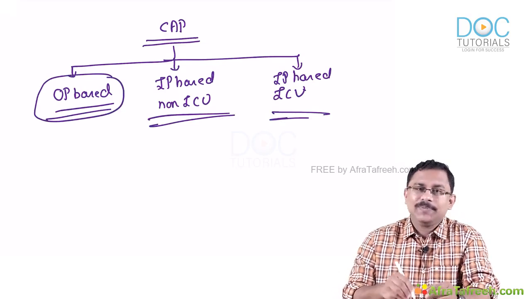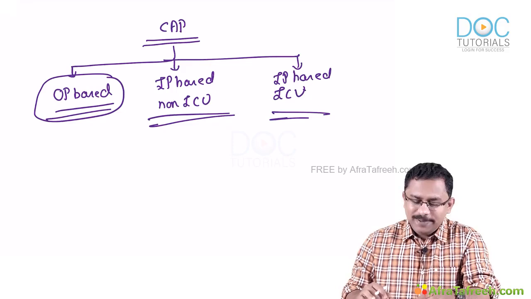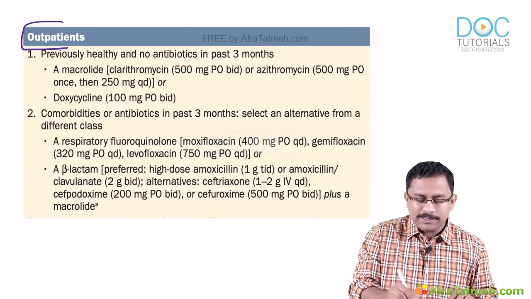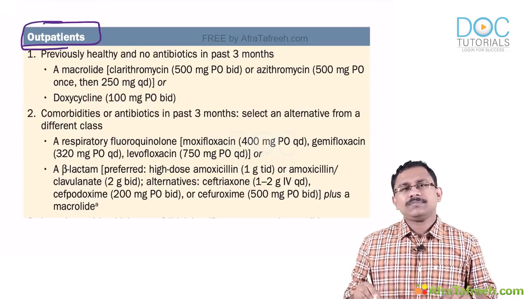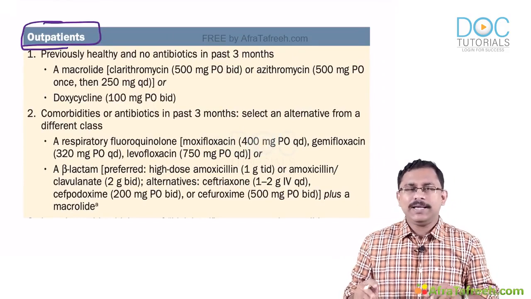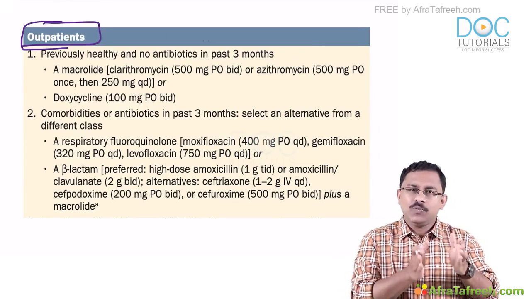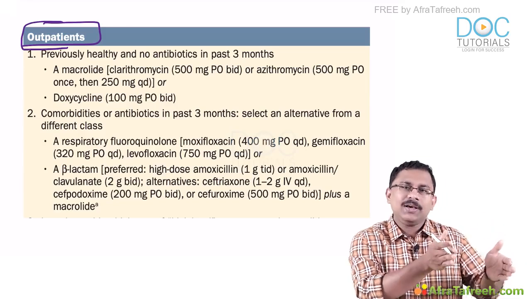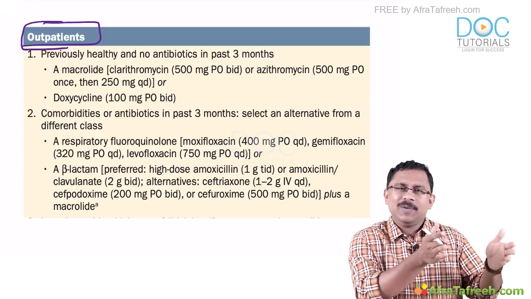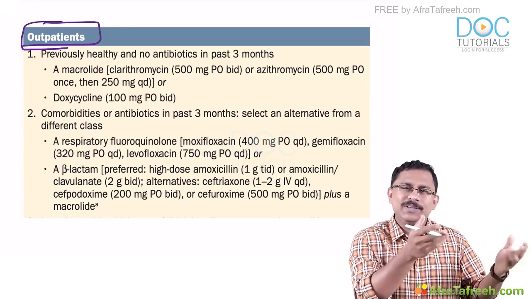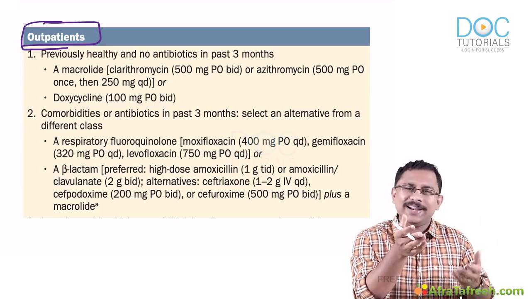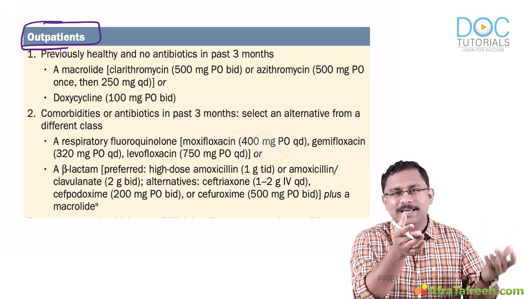See, OP based means the selection of antibiotics, okay, so we are dealing with the outpatient treatment. Okay, selection of antibiotic in a patient in whom you are deciding to treat on an outpatient basis. You're not admitting, you are treating on an outpatient basis. Maybe the CURB score is very less, maybe 0. So if the CURB score is less, you can decide on treating on an outpatient basis.